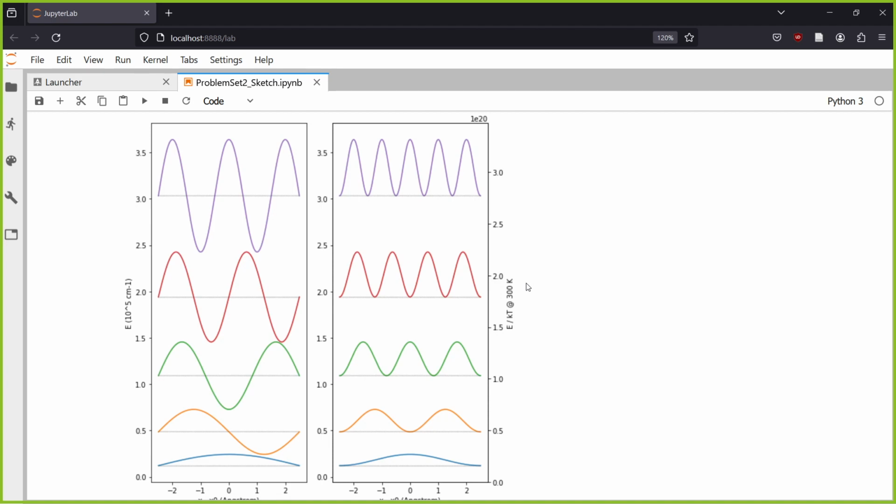Right? So what does psi squared say? It says, well, on the edges of the box, there's very low probability of seeing the particle there. The particle tends to exist in the middle of the box because the probability is higher there.